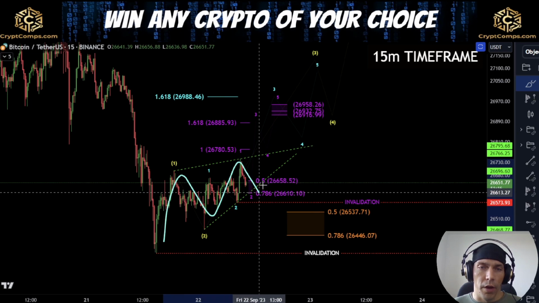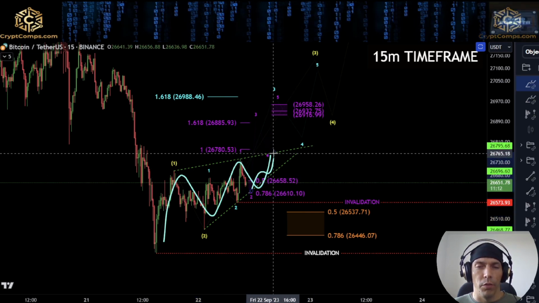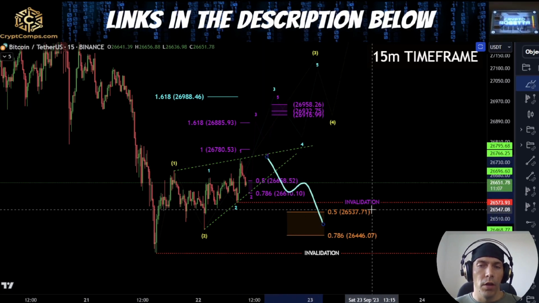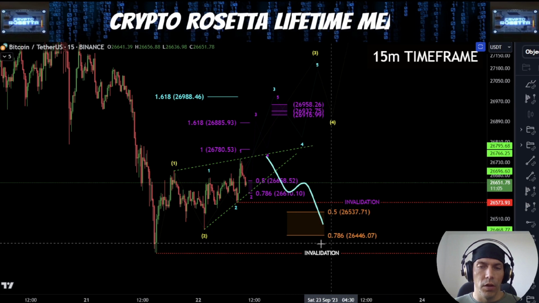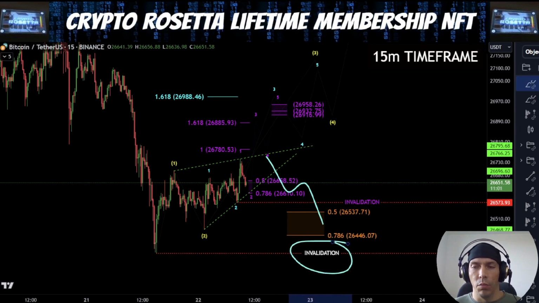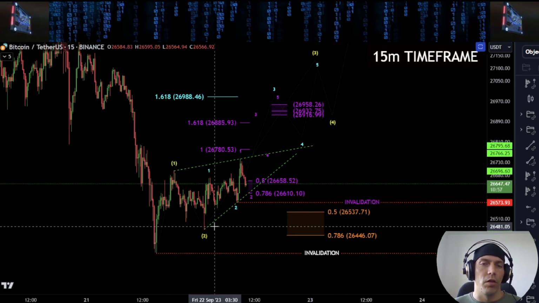If this is a diagonal pattern here, and we do get this 3 waves down and another 3 waves to the upside, what we would then be looking for is 3 waves to the downside here, looking to test out this 50% to the 786. Invalidation of this continuing to the upside as an impulse would be here at this 26,377. So they would be looking at it as a diagonal pattern.